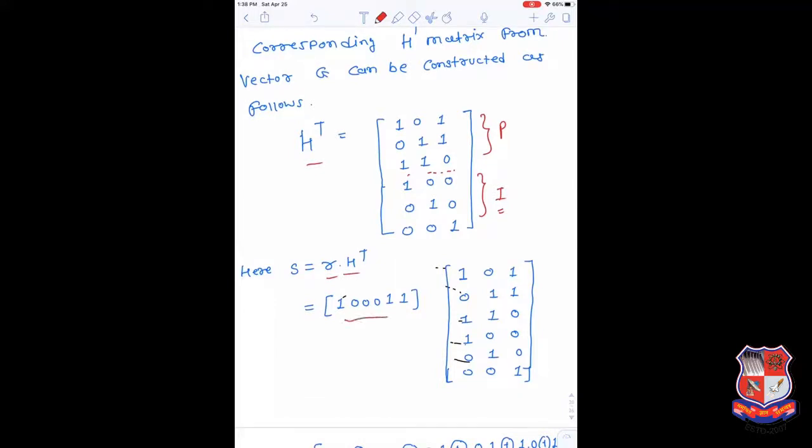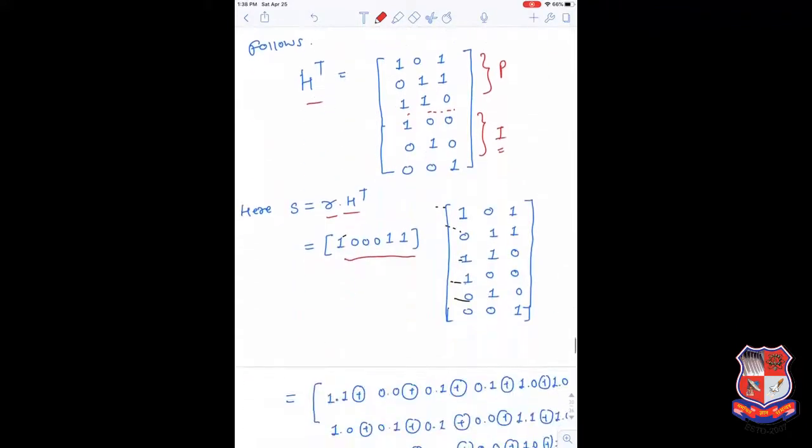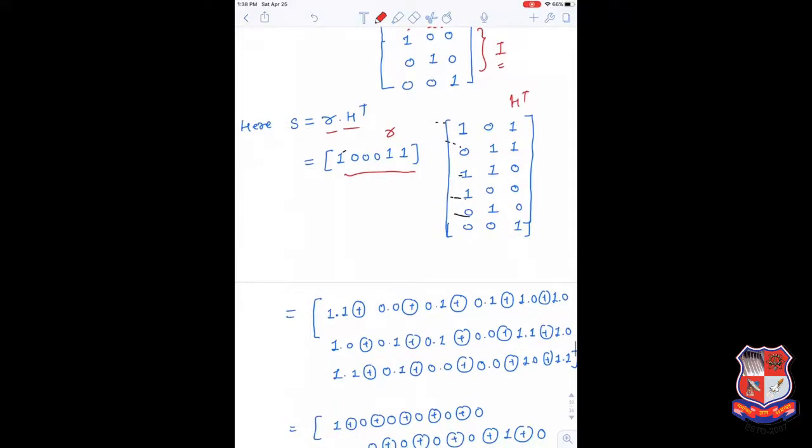So the received vector is 1 0 0 1 1, which is provided to us. Multiply it with the HT matrix. This is the HT matrix. This is R. Then we do a similar process. The first bit of R will go with the first bit of H, then the 0 will go with the second element, then the third element of R will go with the third bit of H. So this is first, second and third.